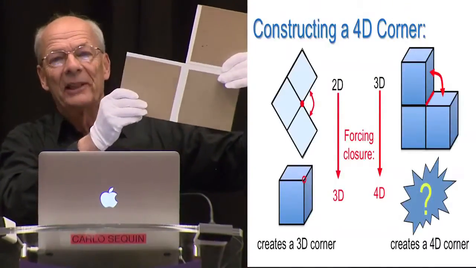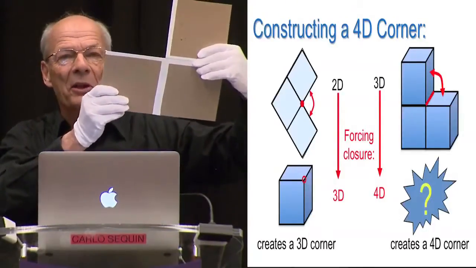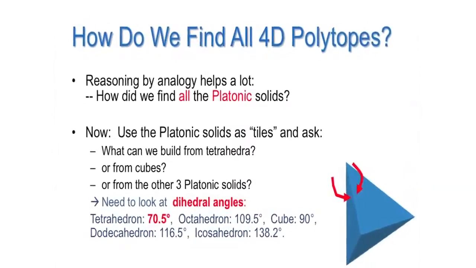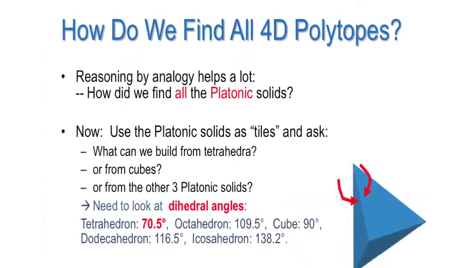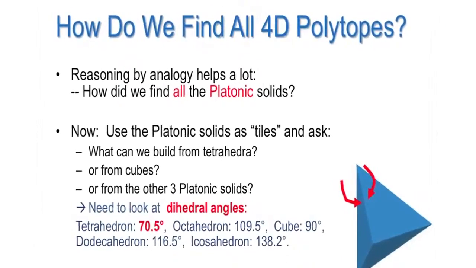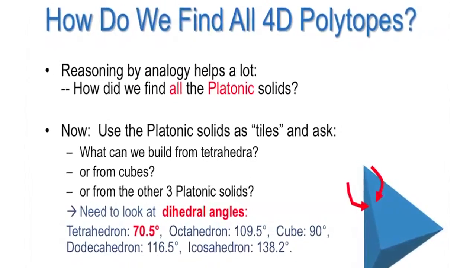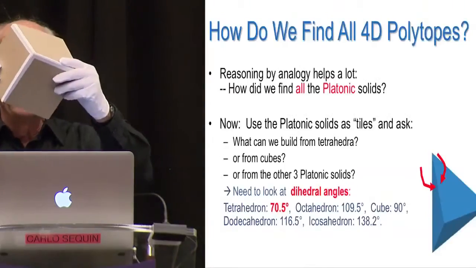But now I cannot do that in 3 dimensions, obviously. But when I do this and I allow it to go into the 4th dimension, something magic happens. I get a 4-dimensional corner. Now we just have to count for how many different ways we can do that given the Platonic solids, the 5 ones that we have. In this case now, the crucial value is the dihedral angle. That is the angle between 2 adjacent faces. For the cube, it would be 90 degrees.